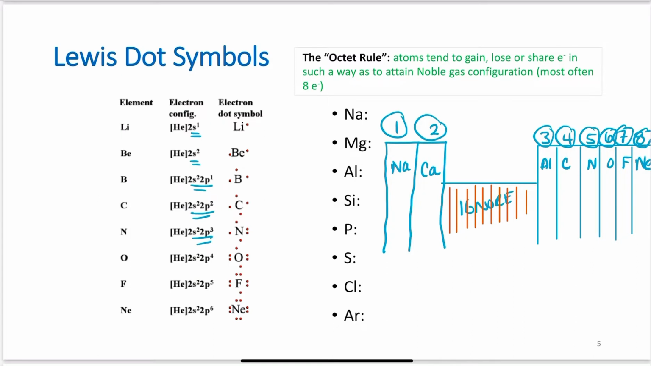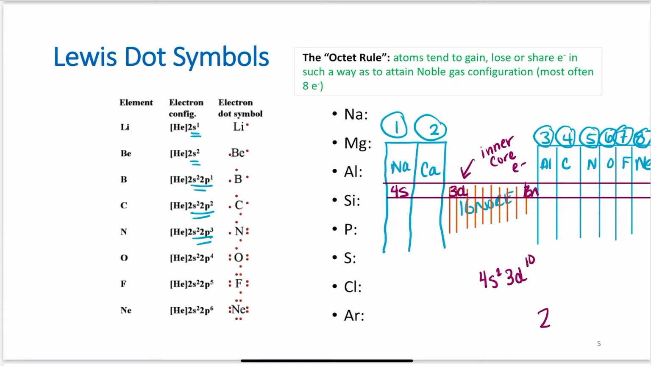But remember, if I fill this first row of my transition metals, this is your 3d. This is 4s. This is an inner core electron. So for example, zinc, which is over here, has an electron configuration 4s2 3d10. That means zinc only has 2 valence electrons because this is core. This is valence.